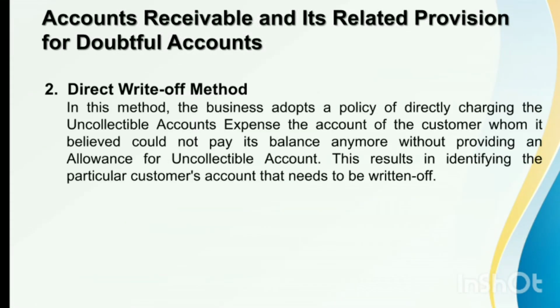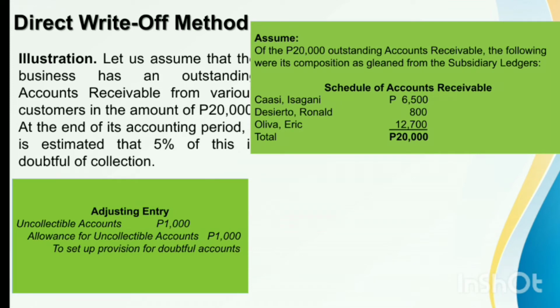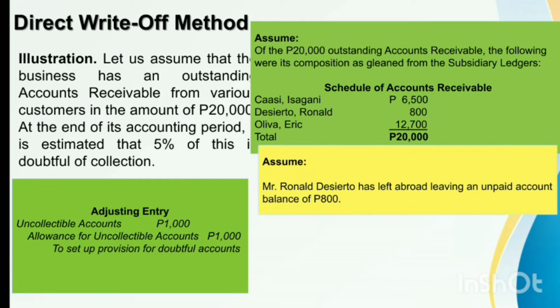We will now proceed to the other method of recognizing uncollectible account expense, and that is the direct write-off method. So let's go directly to the illustration. So we're using the same illustration, and then we have this assumption that Mr. Ronald Desierto has left abroad, leaving an unpaid account balance of 800 pesos. So since lumabas sa bansa si Mr. Desierto, it is assumed na yung 800 na utang niya, hindi na yun mapapayaran pa.